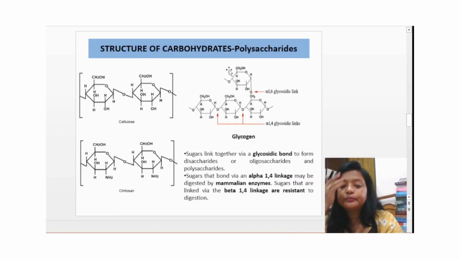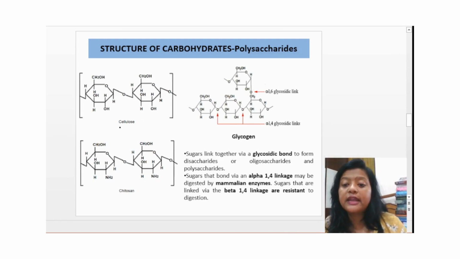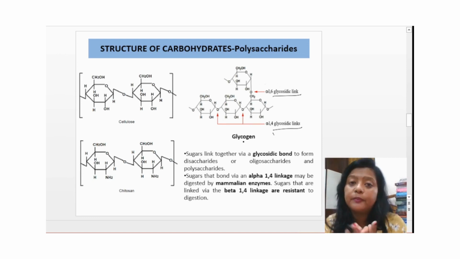Okay. Now moving on to the polysaccharides. Examples of polysaccharides are cellulose, chitosan, and glycogen. You can see the structure here. In glycogen, there is an alpha 1,6 glycosidic link. One thing I didn't mention in my previous slide is that when two or more sugars are present, they are linked together by a glycosidic bond. Remember this, it is very important. A glycosidic bond links two or more sugars together.